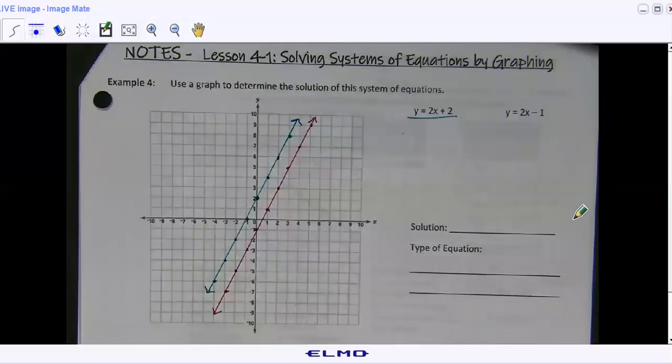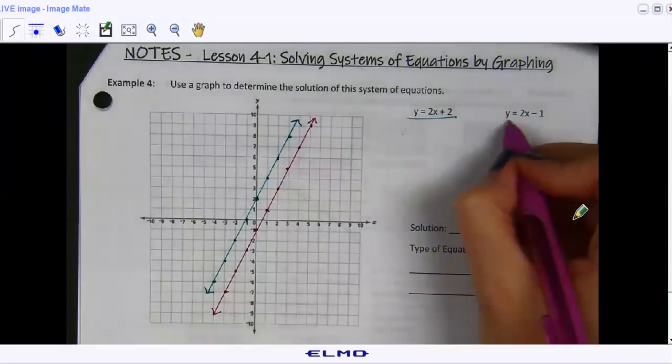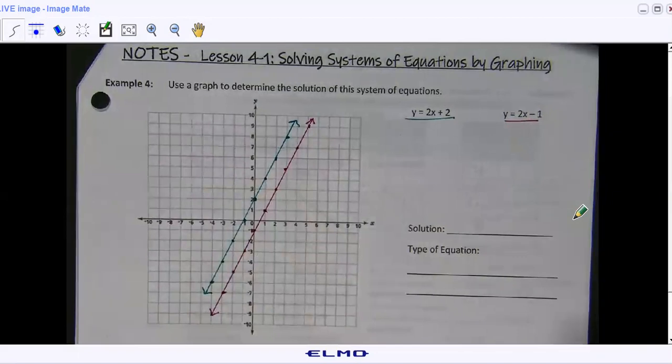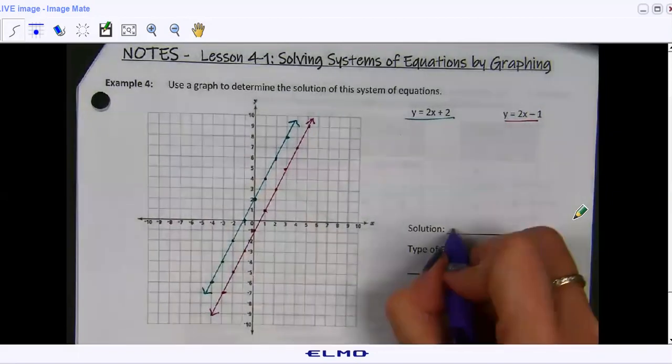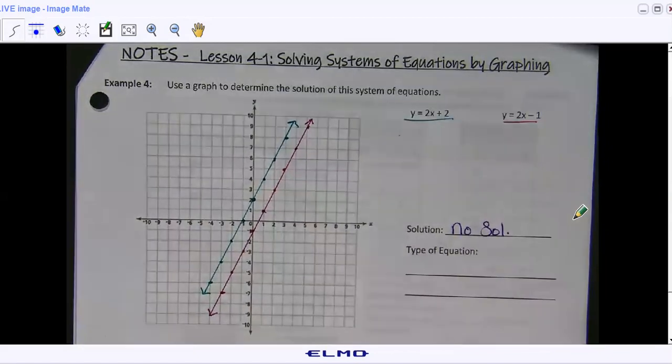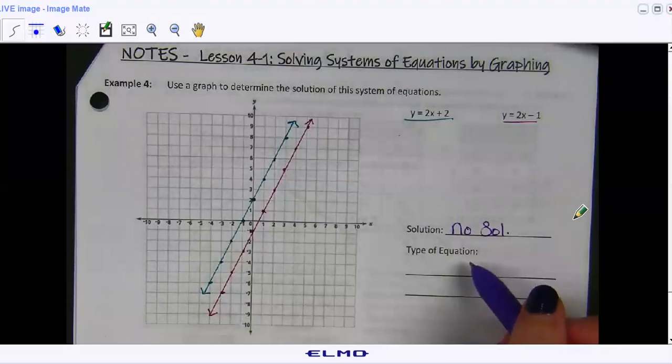Okay, so when you graph your two equations, you should have gotten two parallel lines. So what is your solution to two parallel lines? No solution. Undefined. Okay, listen. Somebody tell me why it's no solution. Emma, what'd you say? They will never intersect. Yeah, they don't intersect.